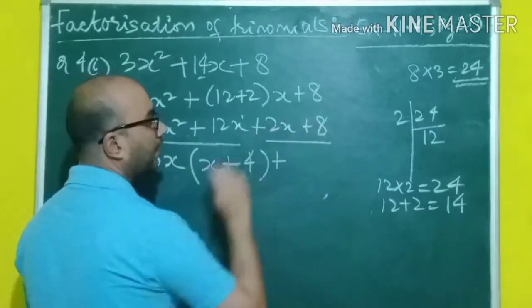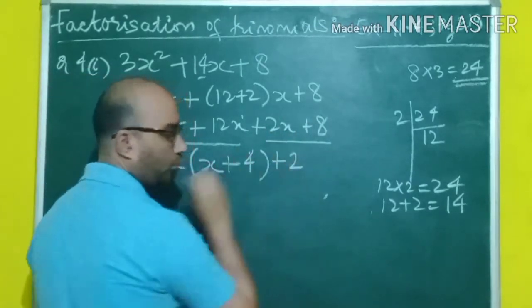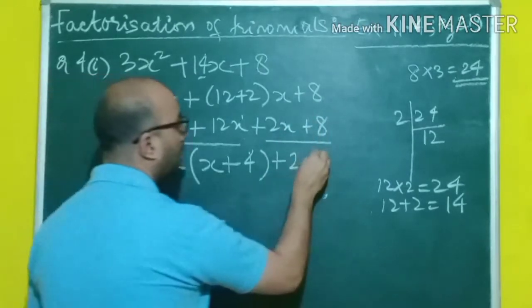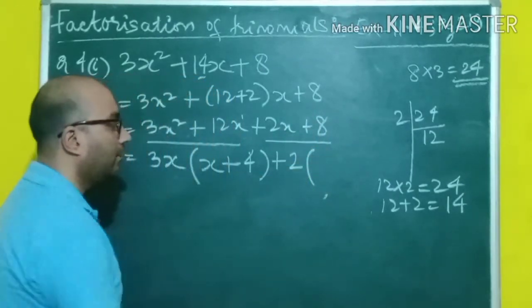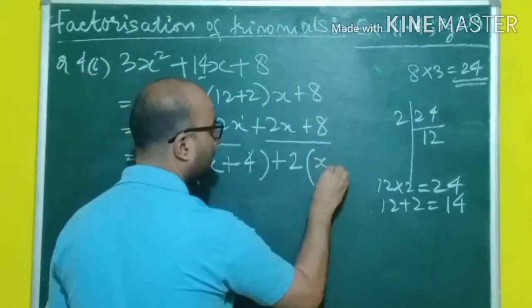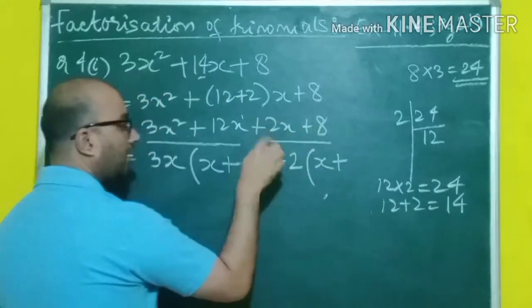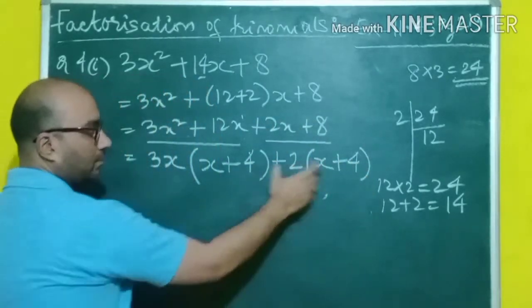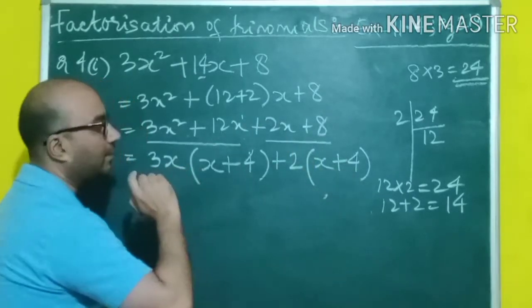So out of 2 and 8, what will be common? 2 will be common. We have an x here, we don't have an x here, so we can't take x as common. Now what we do, we write down the leftover. So out of the 2x, we have taken the 2 common. So what will be left over here? X. Plus out of the 8, we have taken the 2 common. So what will be left over here? 4.